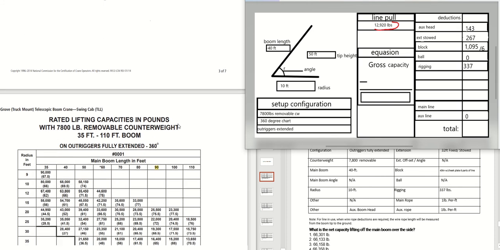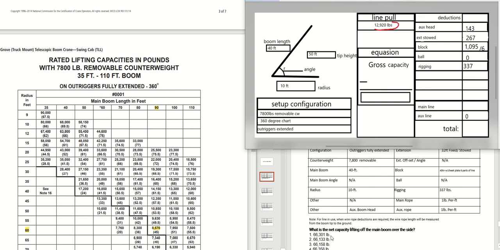We're going to move to the following page. Our question is asking, what is the net capacity when lifting off the main boom over the side? So it's going to be a 360-degree chart. That's our chart, 360. So that's the chart we're going to use.